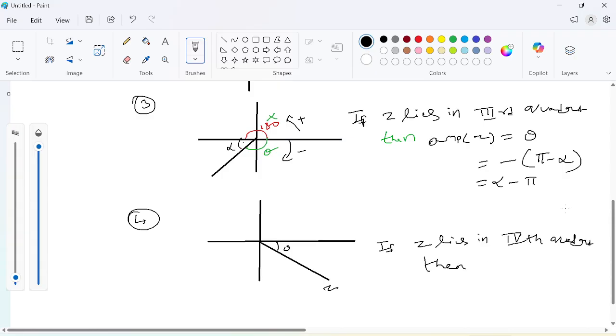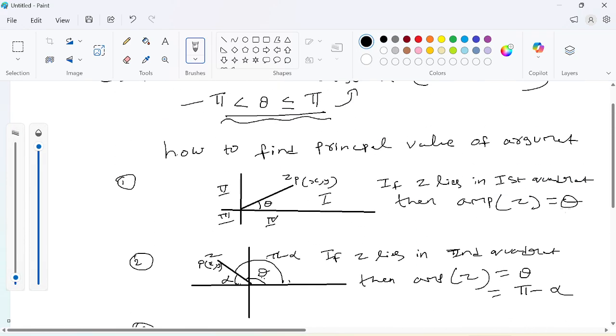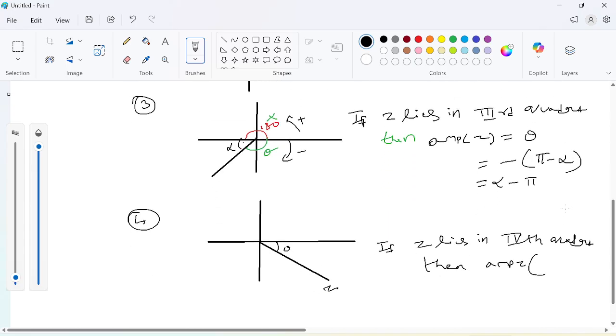then the amplitude of Z. See, if I measure from the first quadrant, it is in this direction, that is the anti-clockwise direction. Now here I'm measuring in the clockwise direction. So the amplitude of Z will be minus theta, because in the clockwise direction I'm coming, right? In the clockwise direction, it is minus theta.